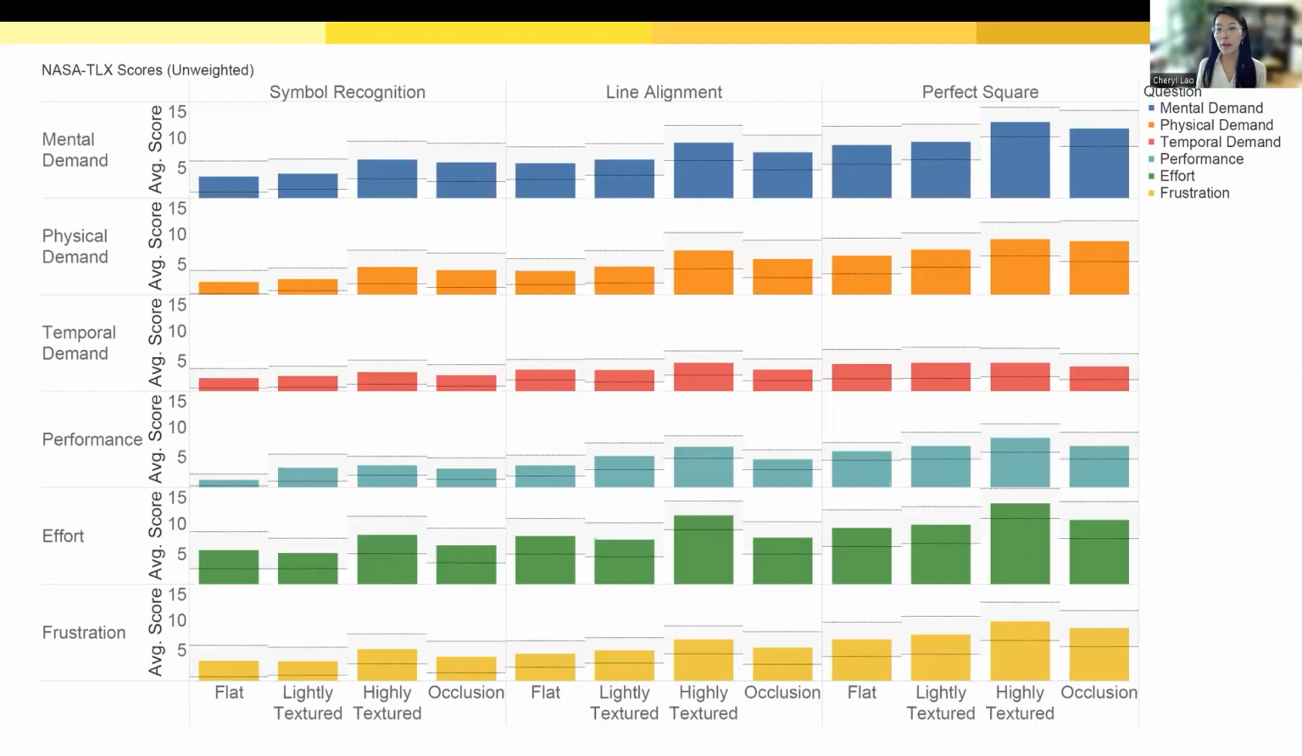Now, there weren't that many discernible trends in the NASA TLX responses for this experiment. In the continuous experiment, the perfect square task was more difficult for participants. But for this discontinuous experiment, it seems that the texture made all of the tasks similarly demanding. The perfect square task was still more difficult from the participant comments, but they had more clues to help them complete the tasks.